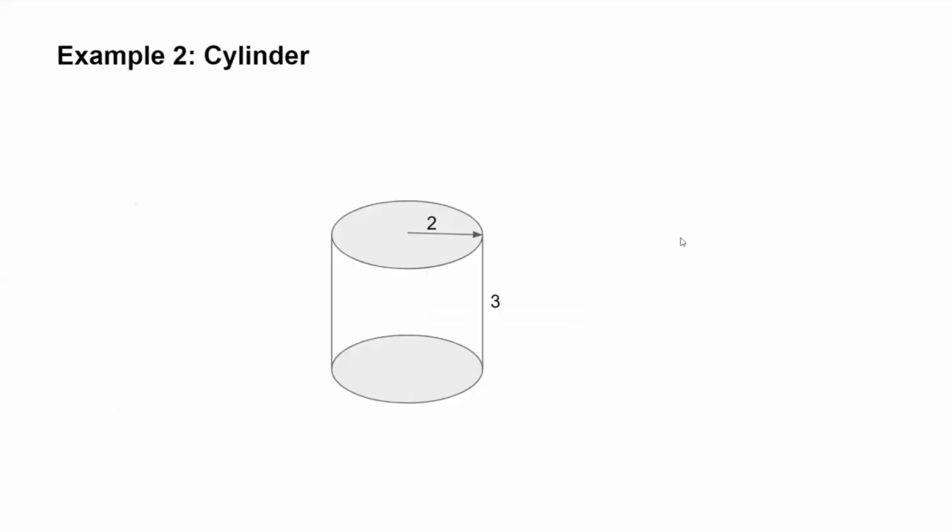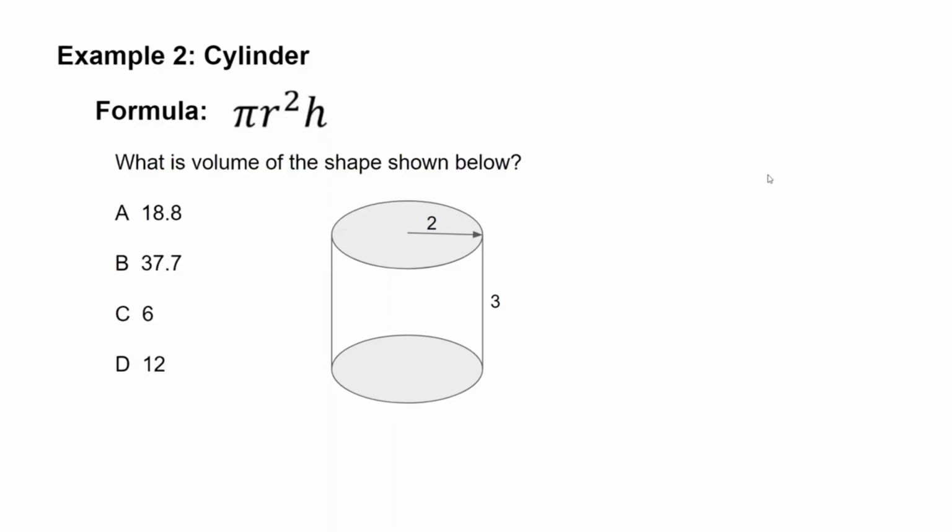Example 2, a cylinder. So we can see that our cylinder has a radius of 2 and a height of 3. The formula for the volume of a cylinder is pi, which you can either use the pi in your calculator or 3.14. Either one should give you the right answer, times the radius squared, and then times the height. So let's take a look at our answers in this case. What is the volume of the shape below?